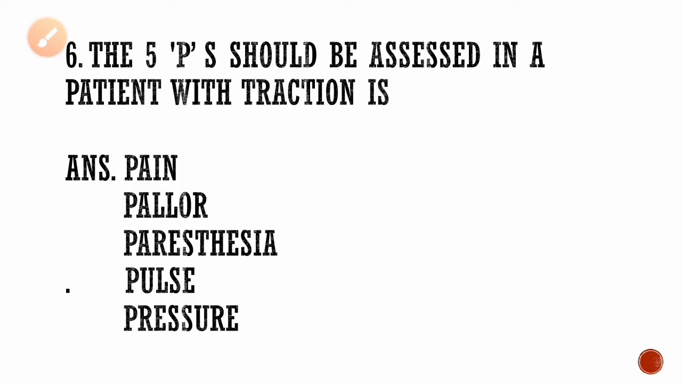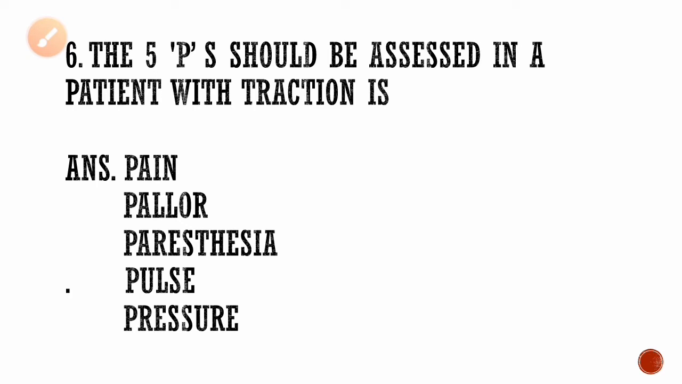Next, the 5 P's should be assessed in a patient with traction. So whenever an orthopedic patient or a patient with a cast or POP should be assessed for these 5 P's. So what are the 5 P's? Answer: pain, pallor, paresthesia, pulse, and pressure. So the pain around the traction or around the cast should be checked, whether the person is having pain due to the traction or the cast being tied too tightly.